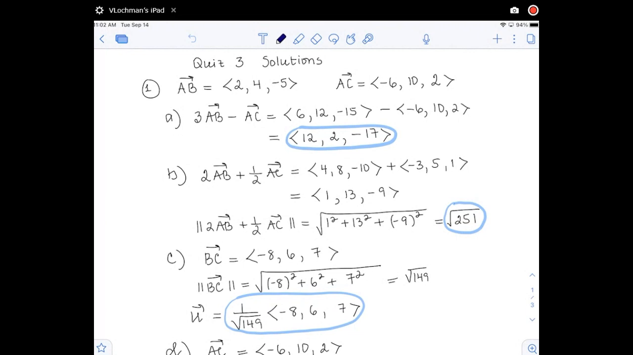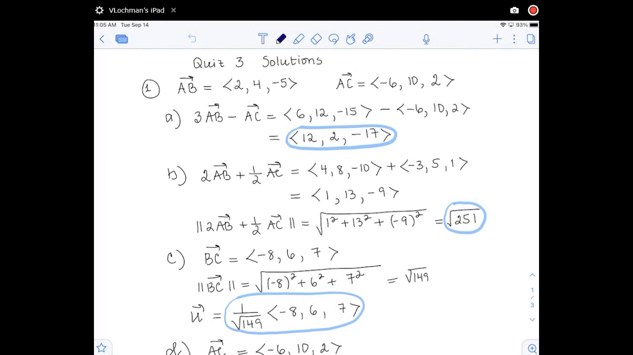The first problem was about basic vector operations. We have our vectors resolved in components AB and AC, and we were asked to do basic vector operations. So for part A, we get this vector 3AB minus AC. Nothing too difficult here. Everybody got that one right. Then for part B, we needed to compute the vector first, then compute its magnitude.